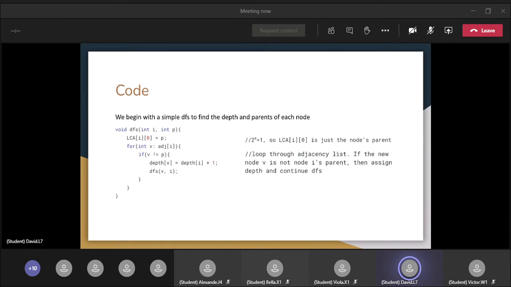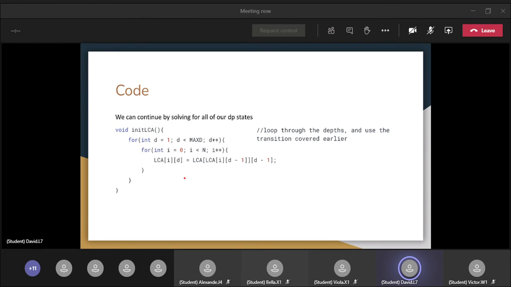So this is just some code that runs a simple DFS, and this would basically tell us the depth and parents of each node. So here I'm setting LCA i,0 of each node to P because it's just the parent, right? 2 to the power of 0 is 1. So LCA of i,0 is just the node's parent. And then here we just go through an adjacency list from node V. And then if this node that we're visiting is not the parent, then we will update the depth of that node accordingly and then call DFS from that node. And now node I is the parent of that node.